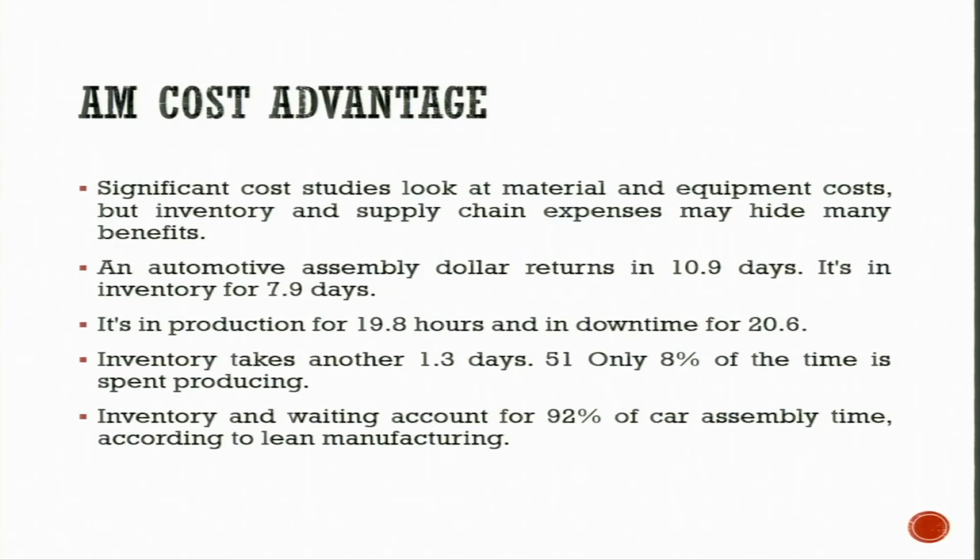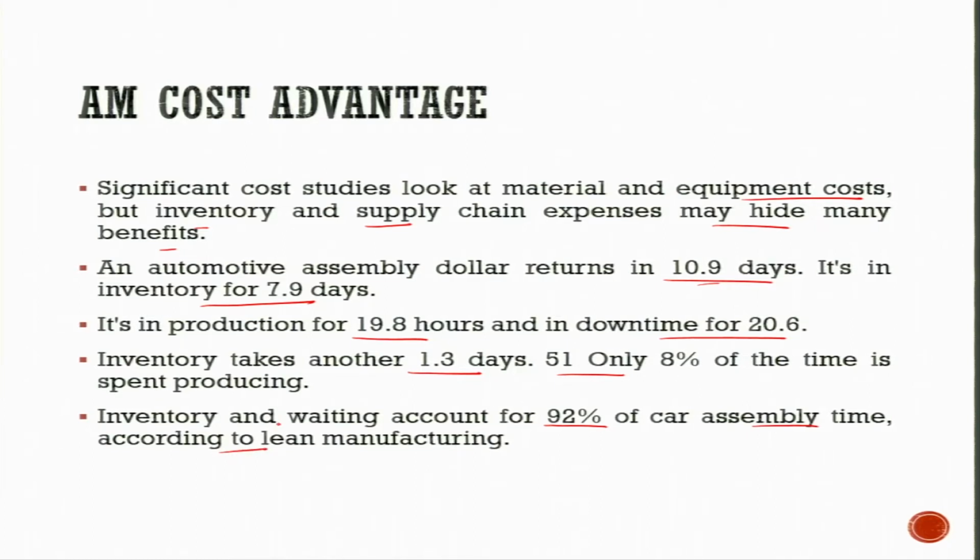Now, additive manufacturing cost advantage. Significant cost studies look at material and equipment costs, but inventory and supply chain expenses may hide many benefits. An automotive assembly dollar returns in 10.9 days; it is in inventory for 7.9 days. It is in production for 19.8 hours, in downtime for 20.6 hours. See, out of the 10 days, it is in inventory for this time. Out of the production hours, the downtime itself is bigger. Inventory takes another 1.3 days, so only 8% of the time is spent producing. Inventory and waiting account for 92% of the car assembly time according to lean manufacturing.